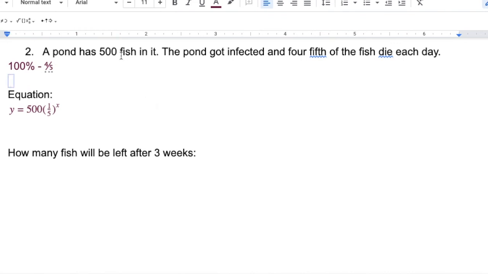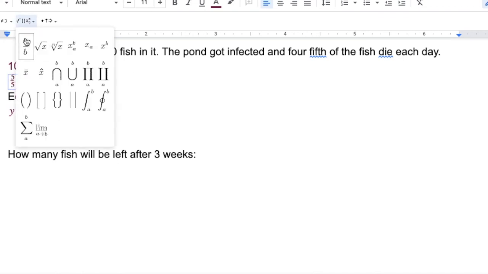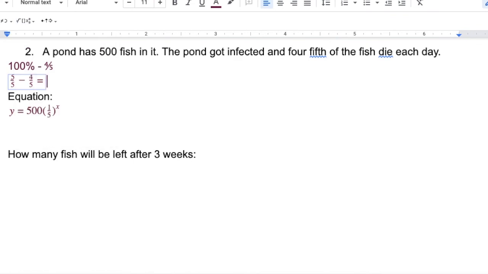Well, 100% as a fraction that's out of 5s is all 5 out of 5. And I have to minus the 4/5 that are dying away. And then 5 minus 4 is just 1/5 left. And so that's what goes in here for your B.